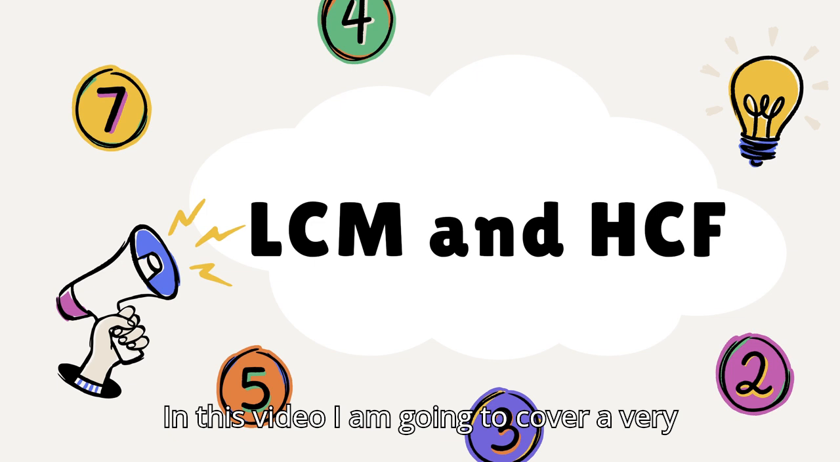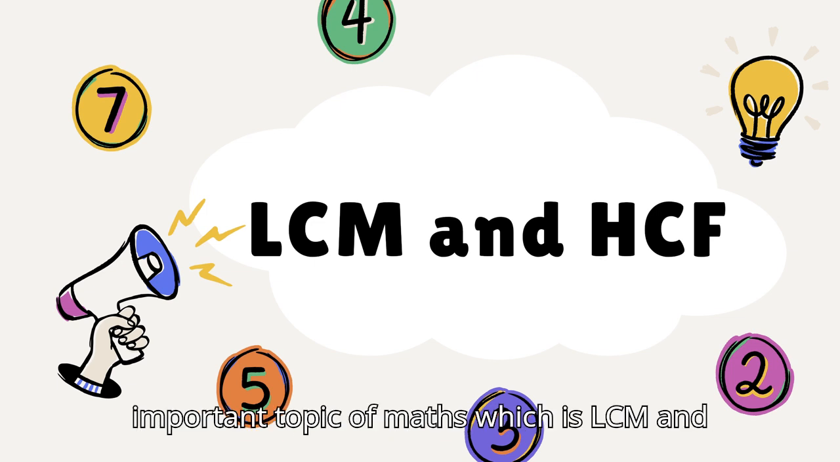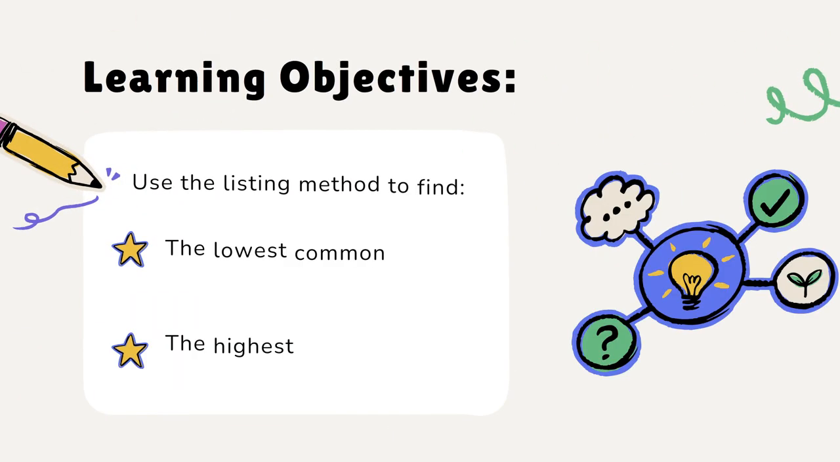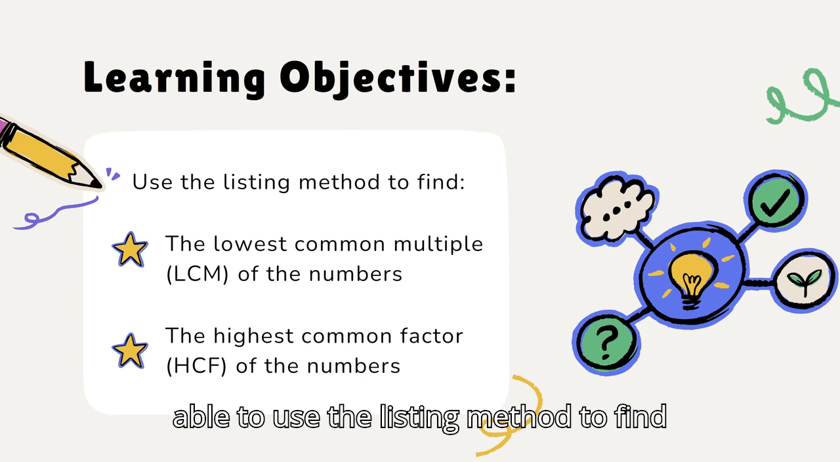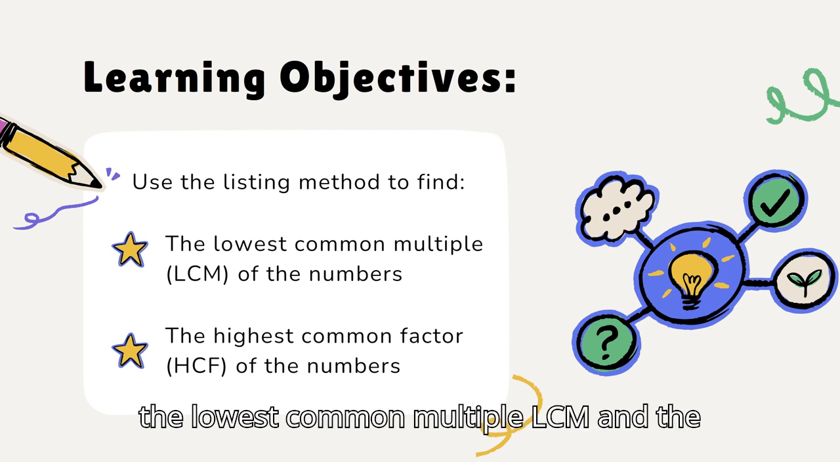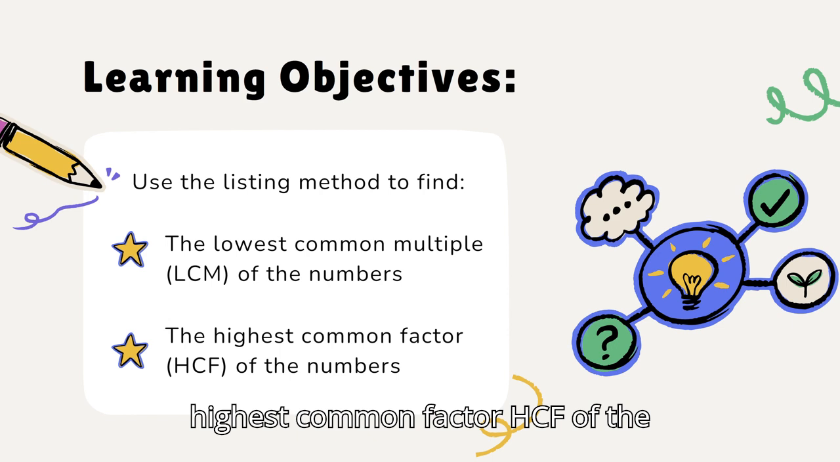In this video, I'm going to cover a very important topic of maths, which is LCM and HCF. By the end of this video, you'll be able to use the listing method to find the lowest common multiple, LCM, and the highest common factor, HCF, of the numbers.